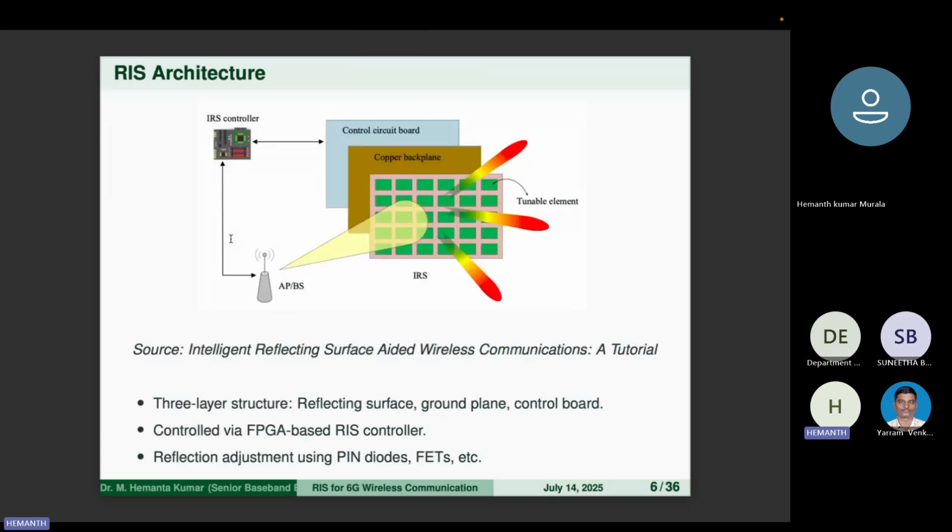This is the RIS architecture. It has three layers. The first layer consists of tunable elements. The second layer is a copper back plate. The third is a control circuit board. It is also low cost because for the reflecting purpose it uses a PIN diode. A PIN diode costs just one or two rupees. PIN diodes and FPGAs can be used for the reflecting purpose. Then there is a control panel, which is controlled according to the access point and the position of the user. The last block is the control circuit, which controls all the reflective elements. Clear?